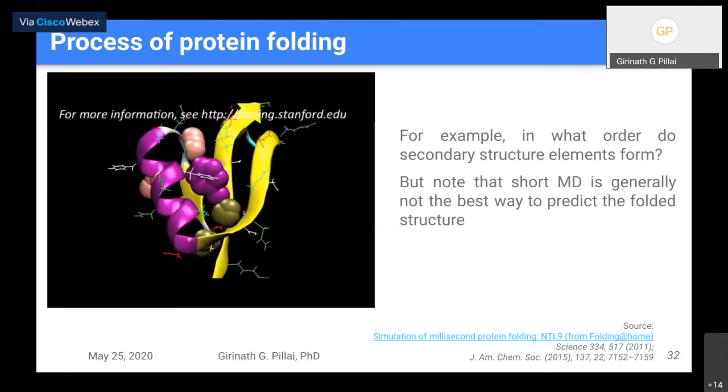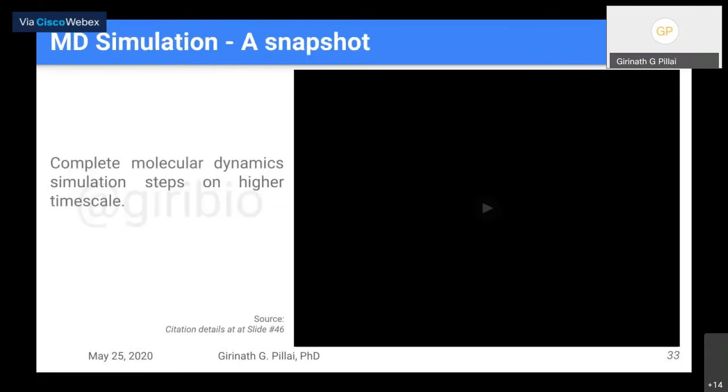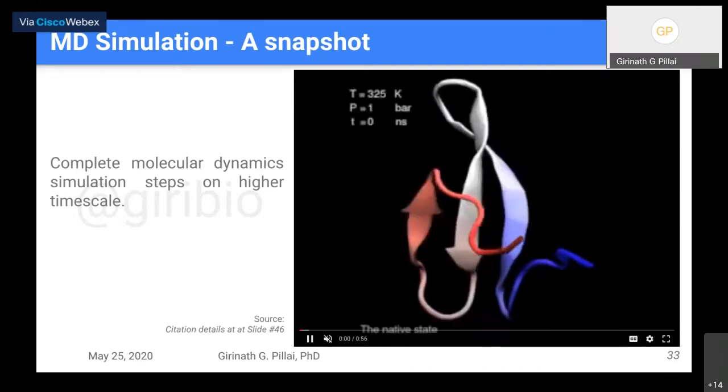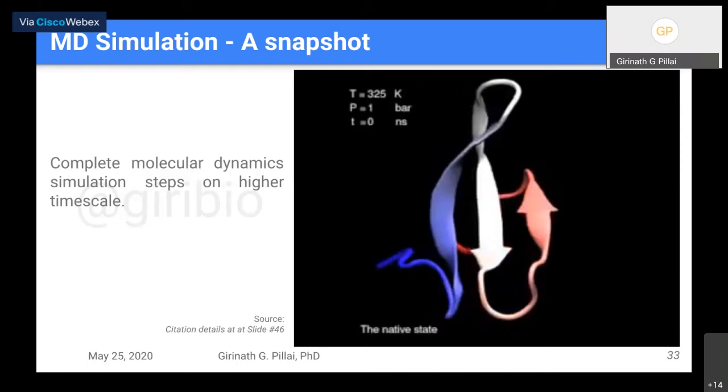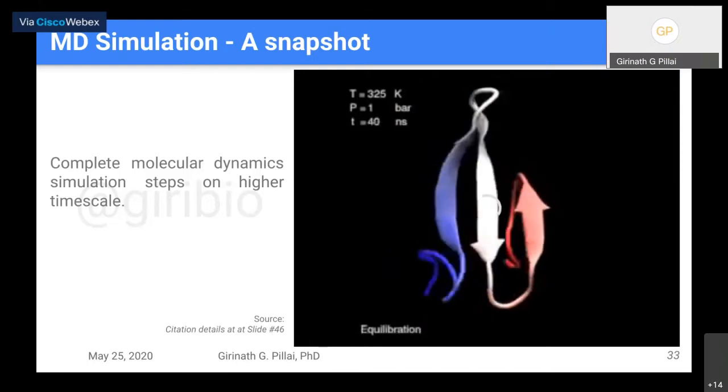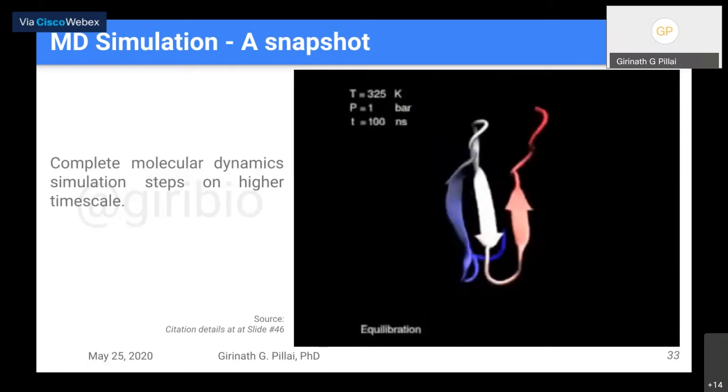So that's the citation. Now, also MD as a snapshot: they completed molecular dynamics steps on a higher time scale at higher pressure, then brought the pressure down to see the stability, and then defined it. At a temperature of 325 Kelvin and at different time steps, they are trying to see how far this goes.